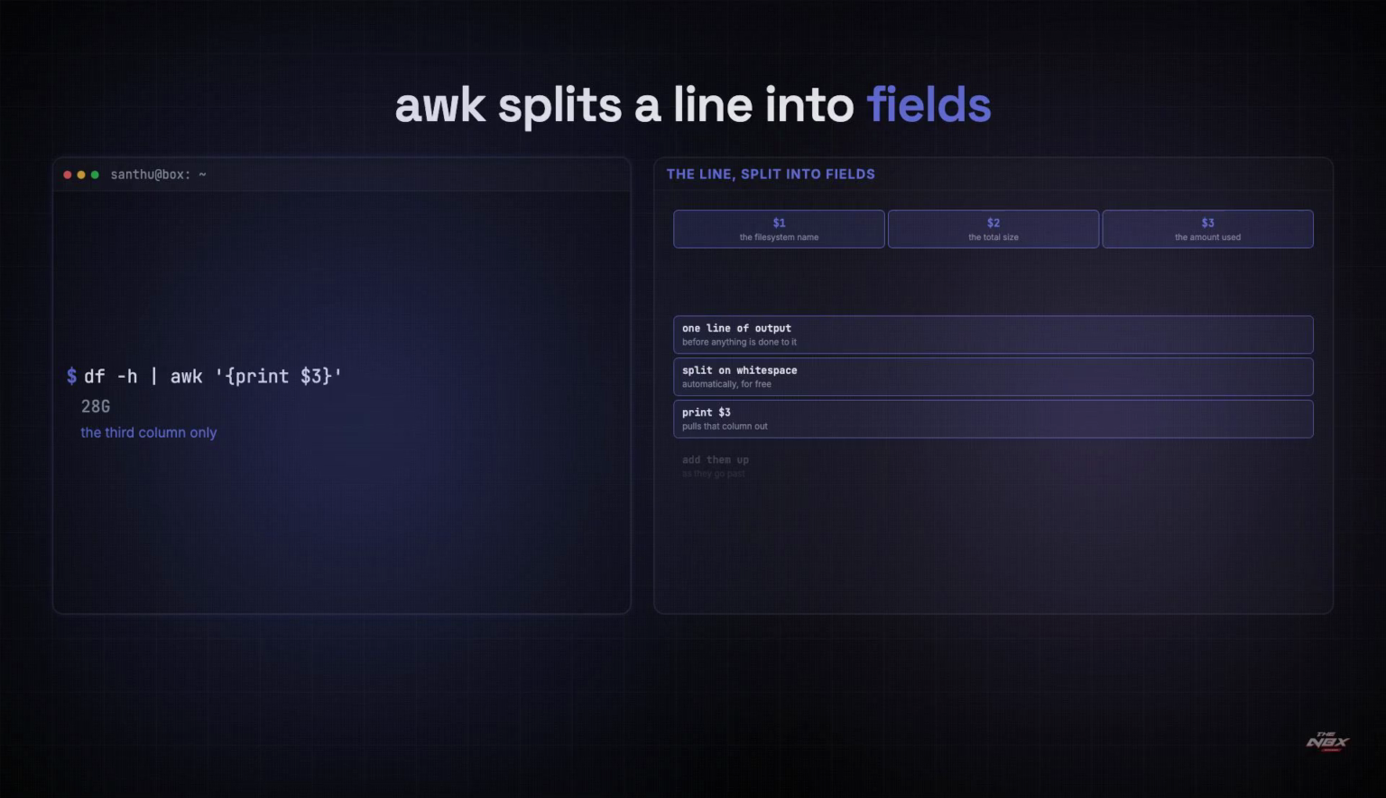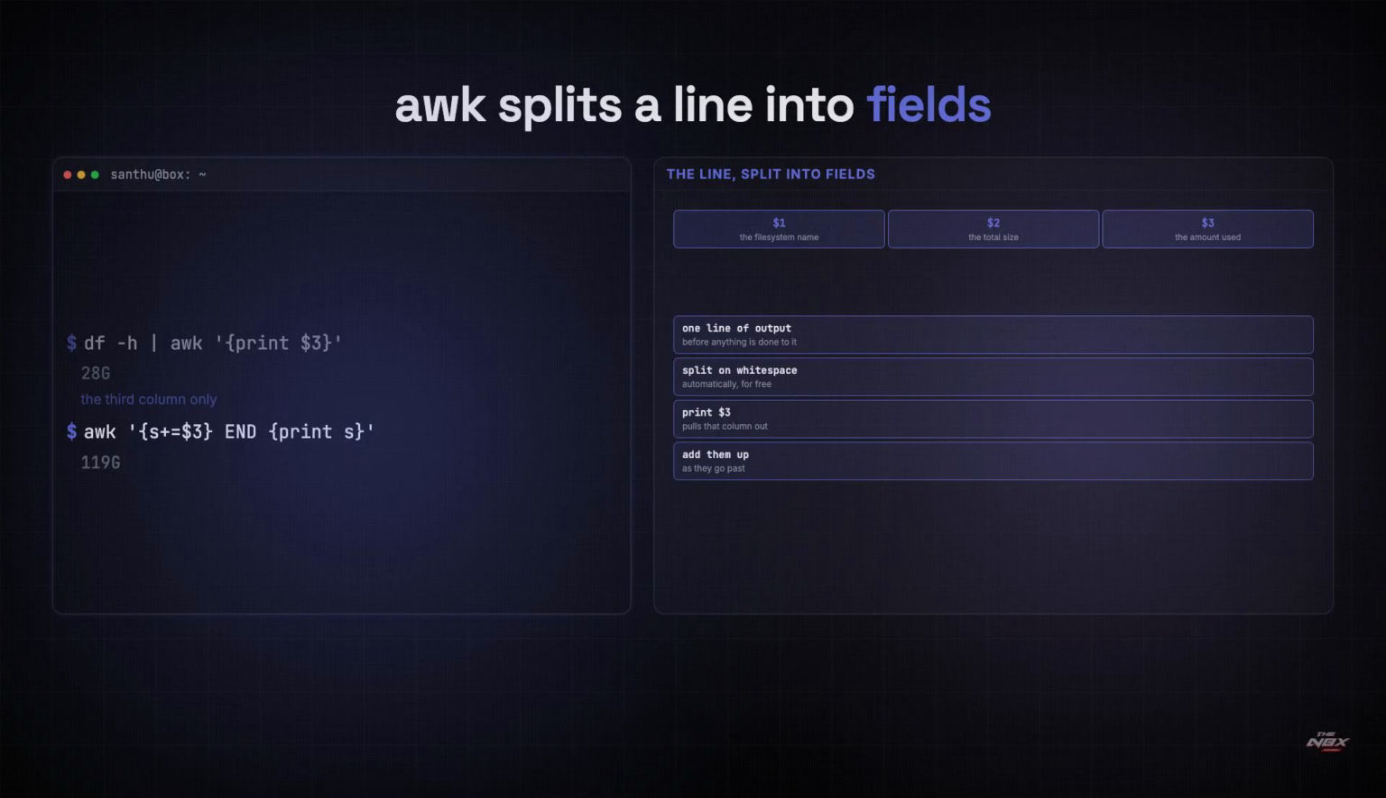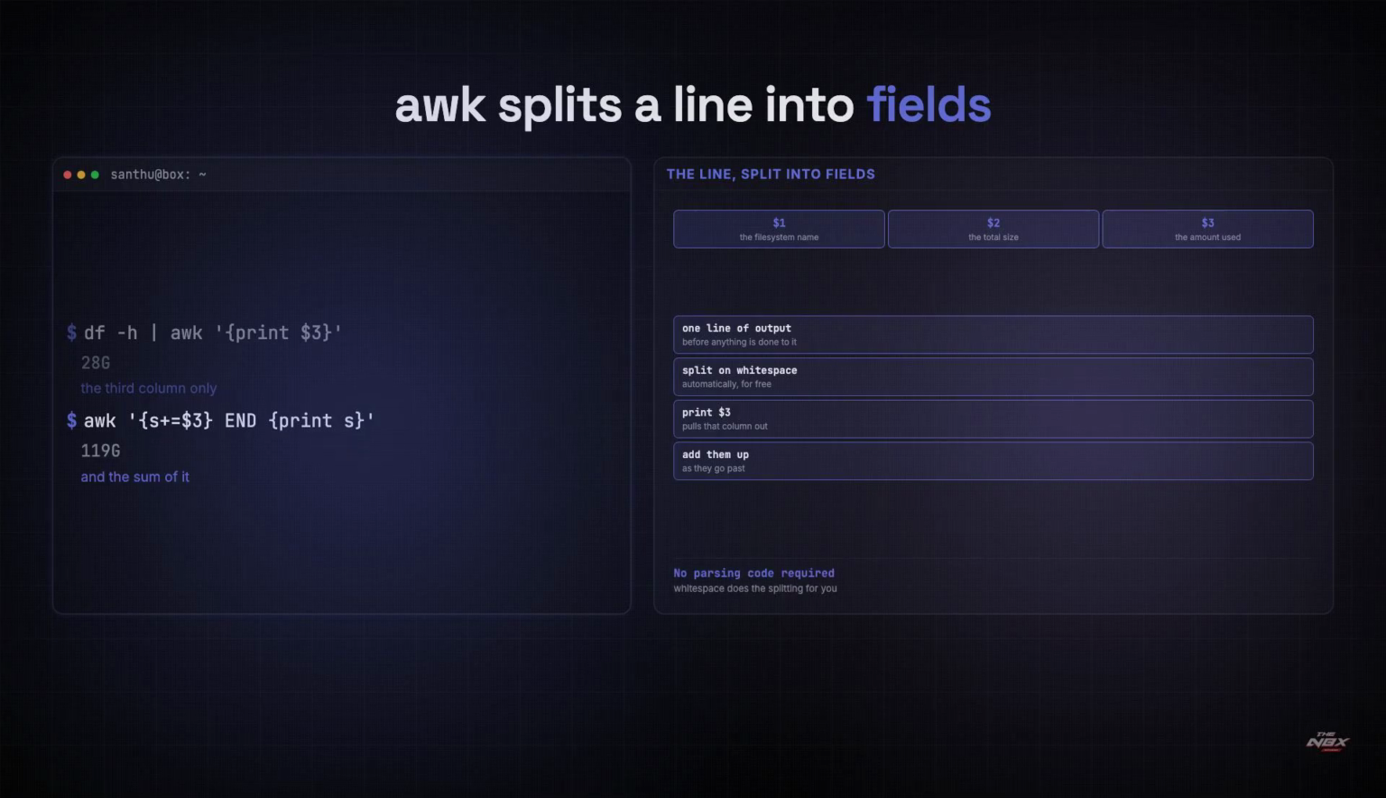And because awk runs your snippet on each line in turn, you can keep a running total and add the column up as it goes past. Which is why awk beats writing a parser for a one-off question. Anytime you catch yourself about to write a script to read columns, try awk first.